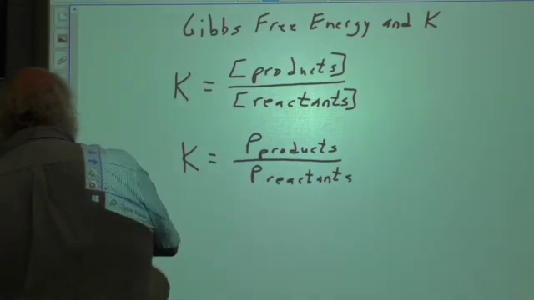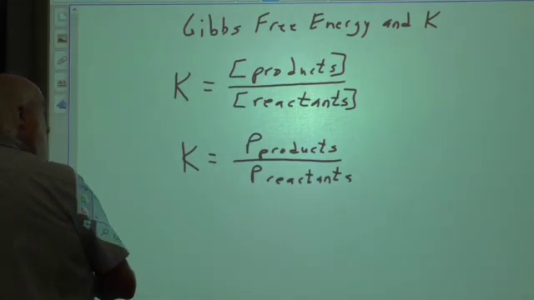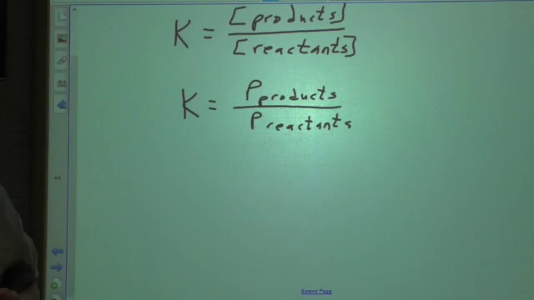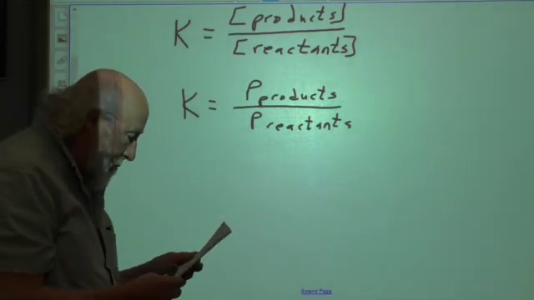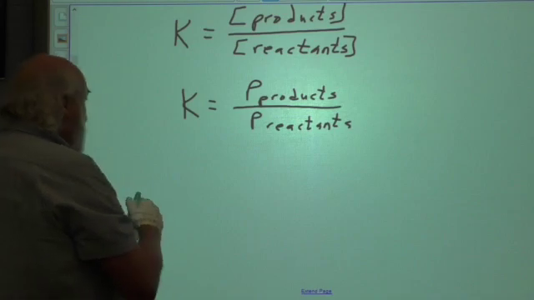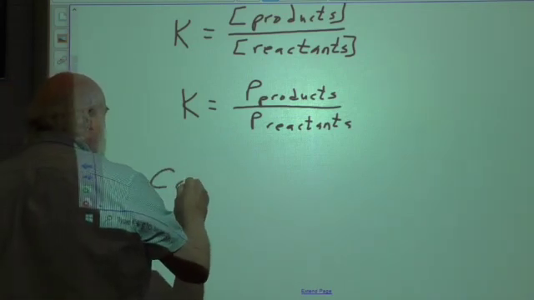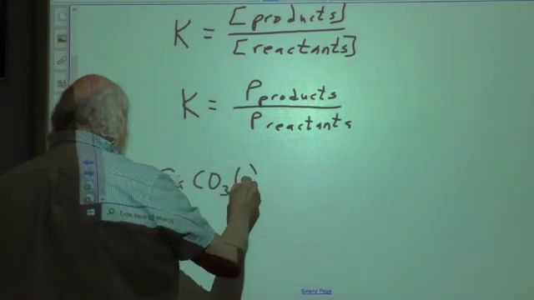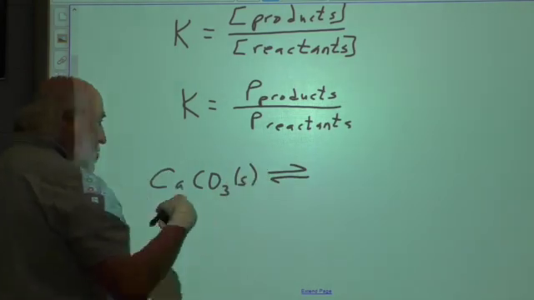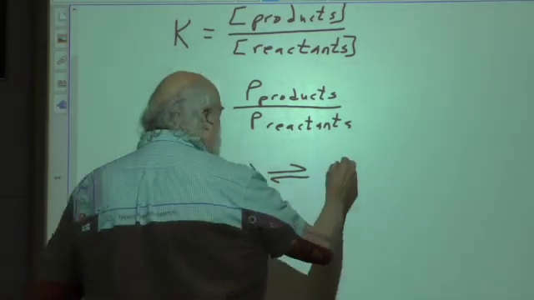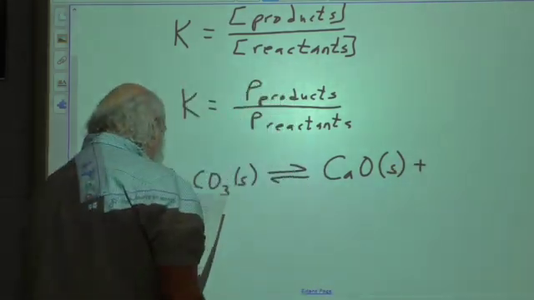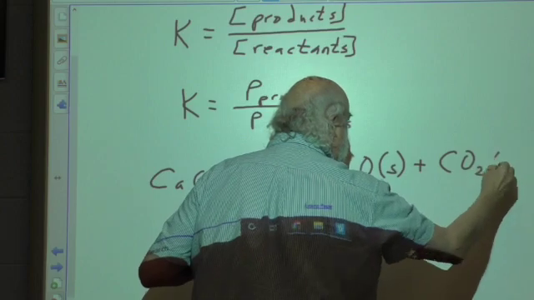Now, if we were to take a look at a particular equation, I see the smartboard's got a mind of its own today. Let's take a look at the reaction of calcium carbonate solid, and then look at the equilibrium expression for how it breaks down into calcium oxide and carbon dioxide gas.